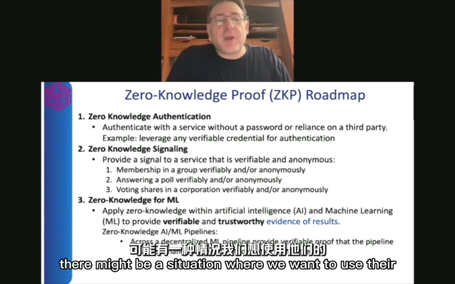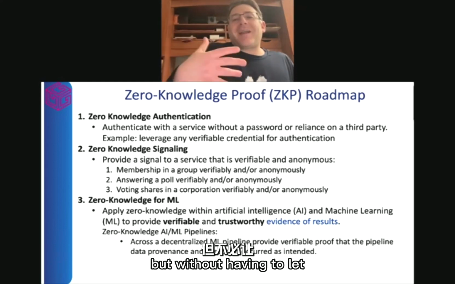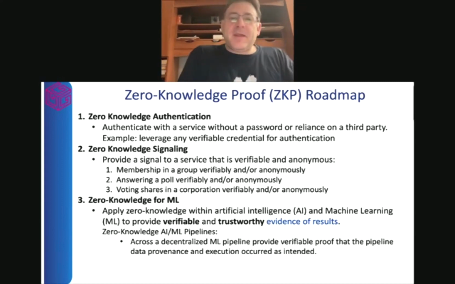There might be a situation where we want to use zero knowledge signaling. We want to be able to vote, but without having to let people know what we actually voted, but it should be authentic.